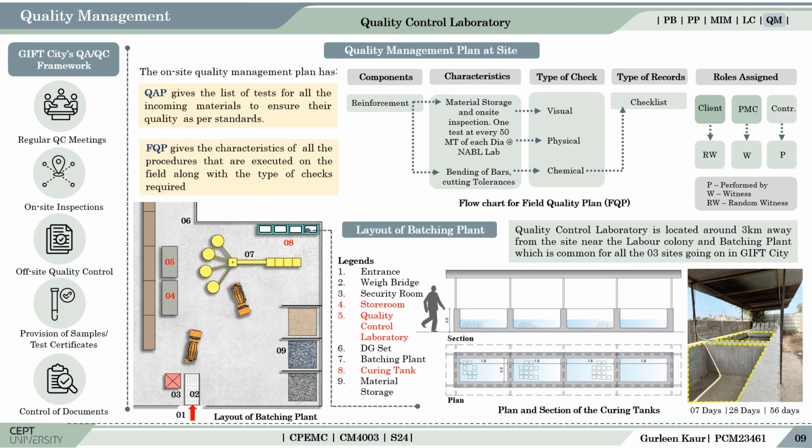The QC lab for the site is located near the batching plant, as shown in the layout. The QC lab, curing tank and the storeroom for document storage of the QC lab were studied as a part of the deliverable. The layout of the batching plant shows them marked in red. Also, there are 4 curing tanks present of 1.8 meter by 0.9 meter. They are used for cube tests at 7 days, 28 days and 56 days respectively.